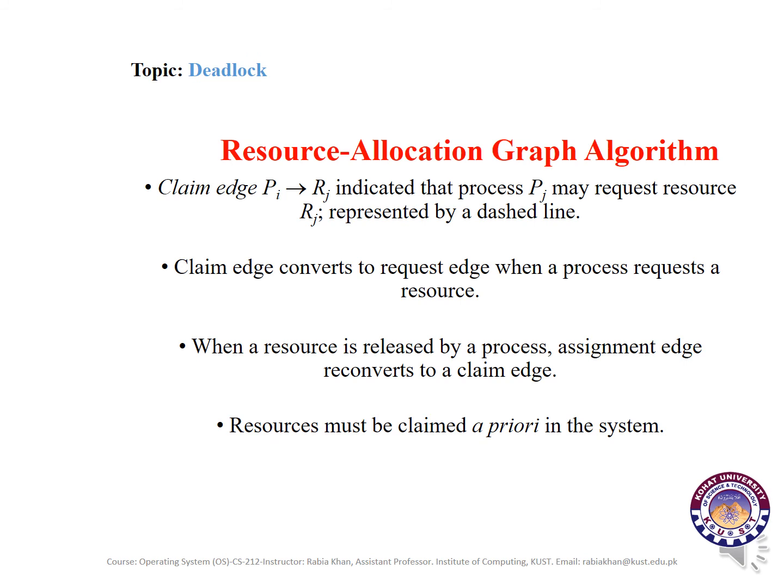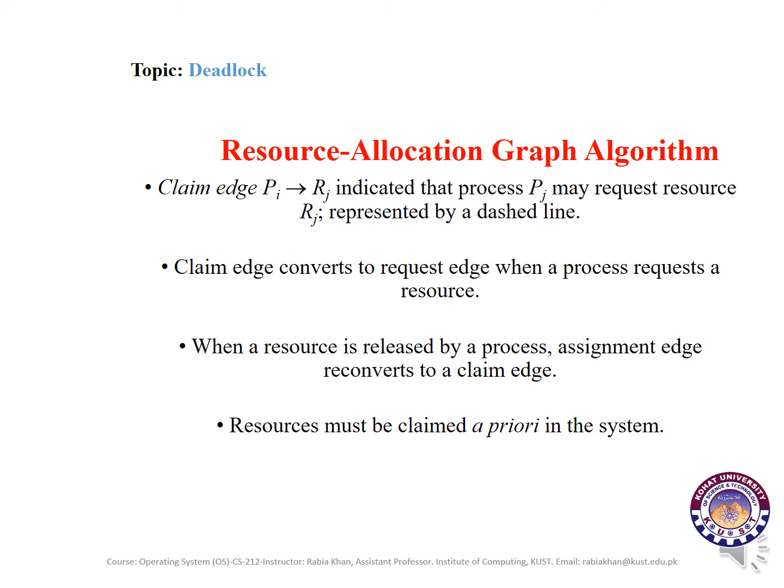Now we enhance the resource allocation graph. Here I introduce another edge. As I mentioned in the previous lecture, there is another edge besides request and assignment edge. This new edge is called a claim edge that directs from process to resource, but it is drawn as a dashed edge. Otherwise, it would be the same as a request edge.